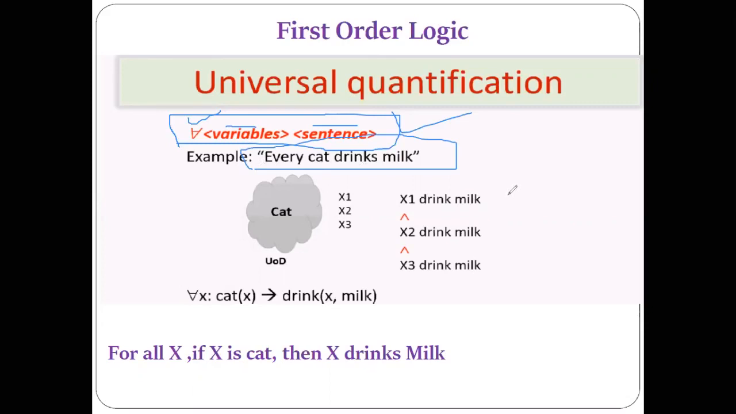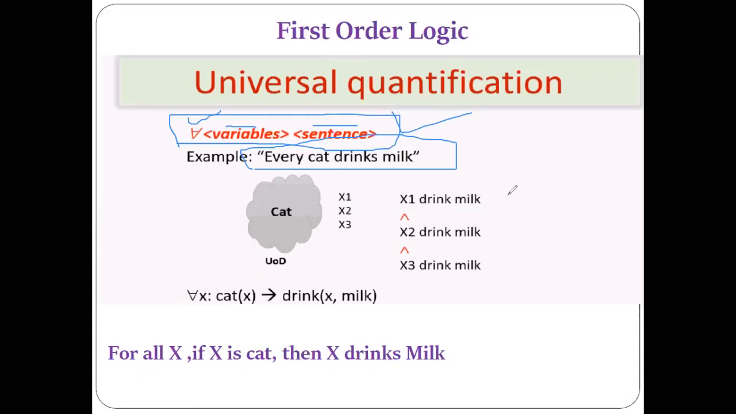What? Every cat drinks milk. Now, can anybody tell me, if using propositional logic, you are to write the logic of this statement, like every cat drinks milk, then it is possible to write, but you have to write that propositional logic statement for every cat. Every cat in the sense, we don't know how many cats are present in the universe.